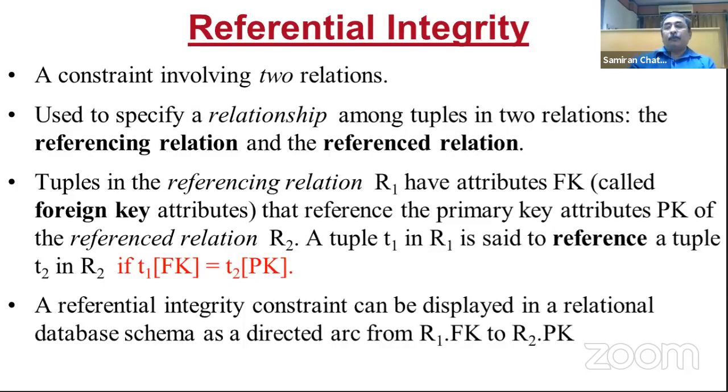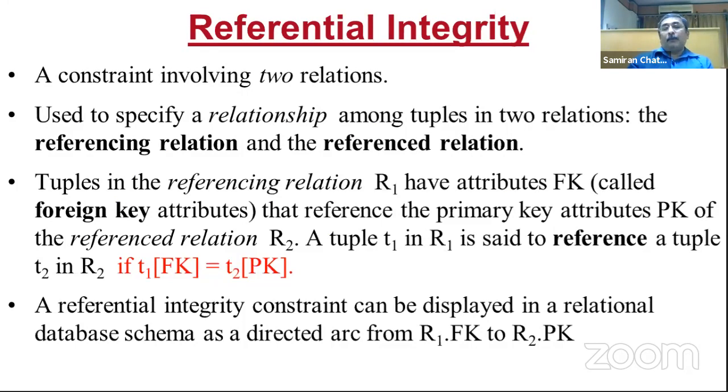So if we have two relations, one would be the referencing relation, and the other would be the referenced relation. Now, the referencing relation has attributes which we call foreign key attributes, and these attributes also exist as primary key attributes in the other relation, the referenced relation R2. We'll have examples, don't worry.